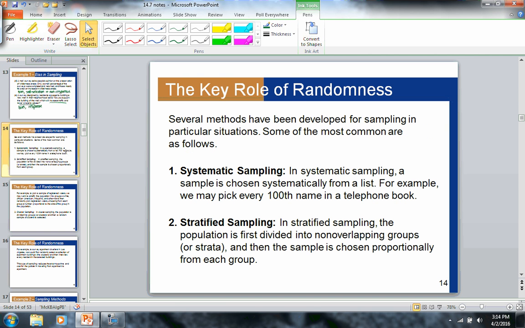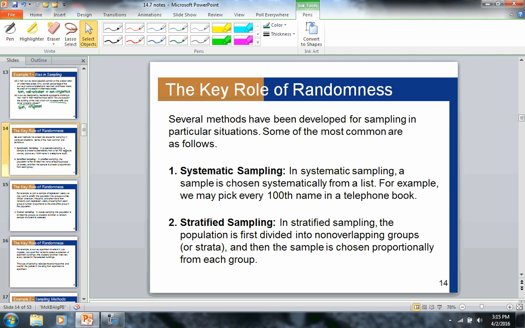Okay, so you're going to see some problems like that in your homework where they'll ask you about the different types of bias. And the next thing we're going to talk about is randomness and the role of randomness in our sampling methods. We have several methods that have been developed for sampling in particular situations. So there's three that we're going to talk about.